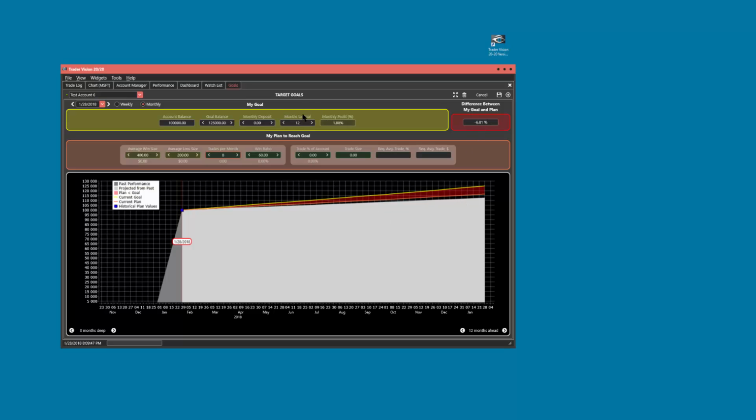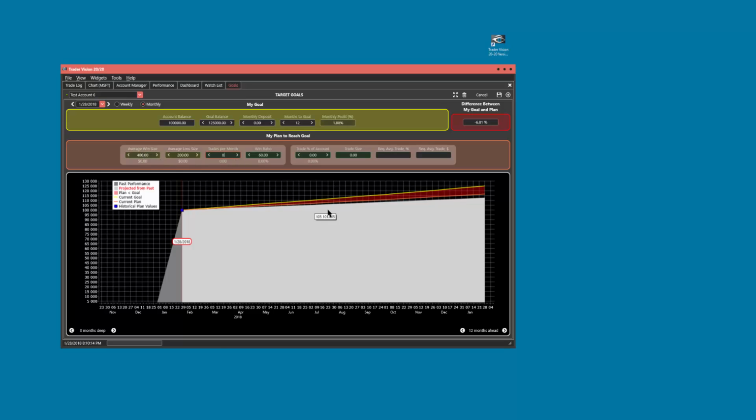You can see that the goal is the yellow line. The plan to reach that goal is the orange line. And in this case, because my plan is less than my goal, I've got a red discrepancy shown here. On the graph, the dark gray is historical values, the light gray is projected performance based on historical values. And it just gives you an idea of what you can work with.